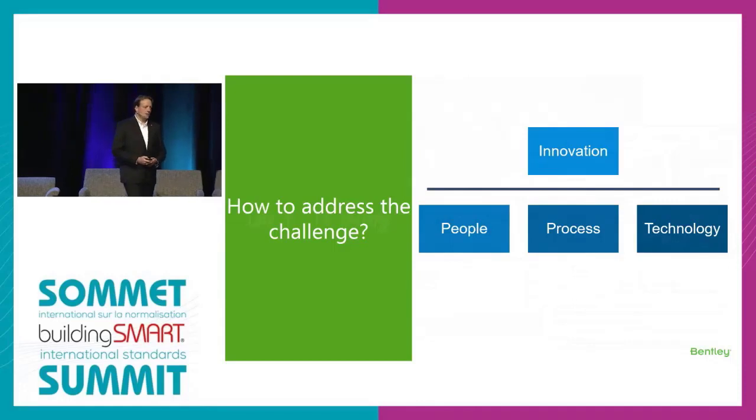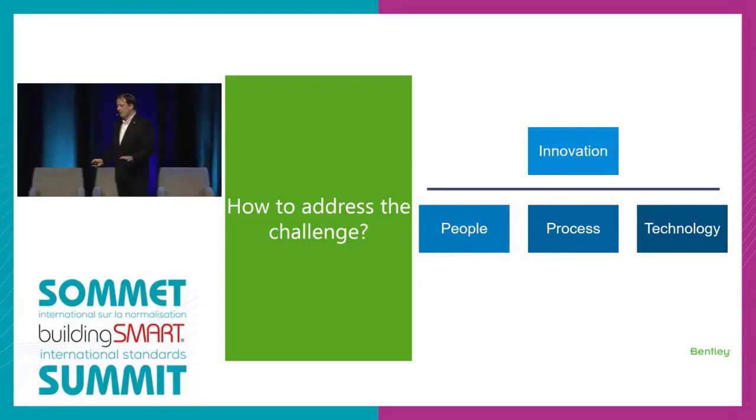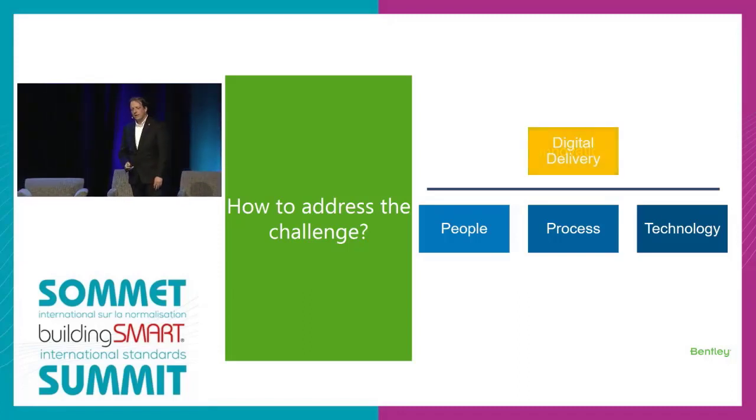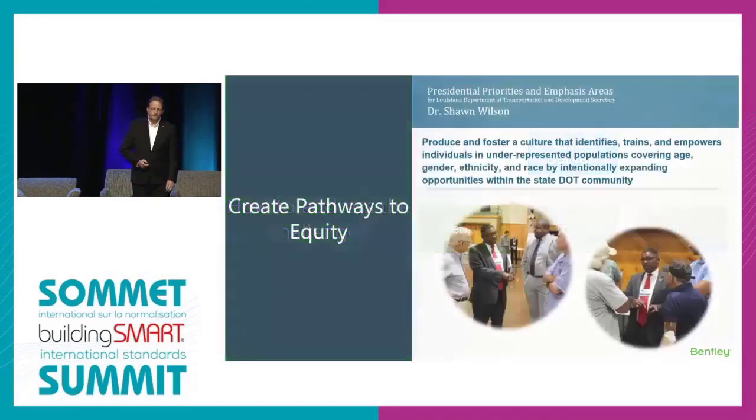But like any innovation, you have three pillars that you have to build upon, right? People, process, and technology. Otherwise, you're done, right? If you just get one of these wrong, you're finished, essentially. That's the whole idea. And this is the same thing for digital delivery. Nothing different there. So let's start with people.